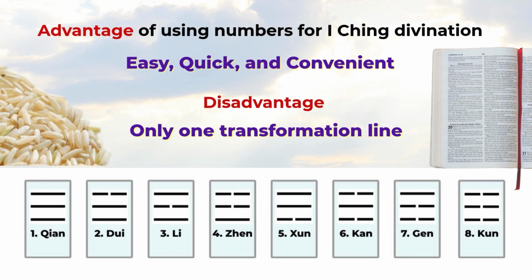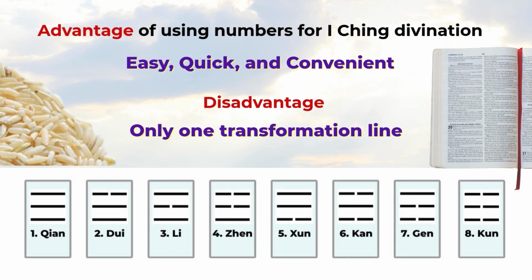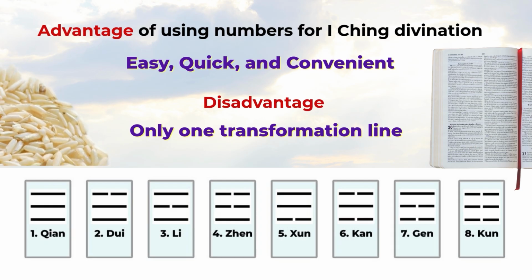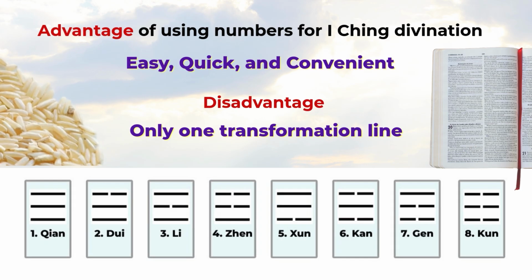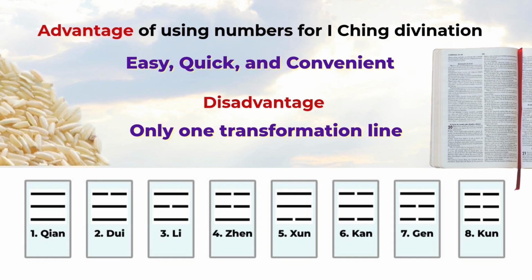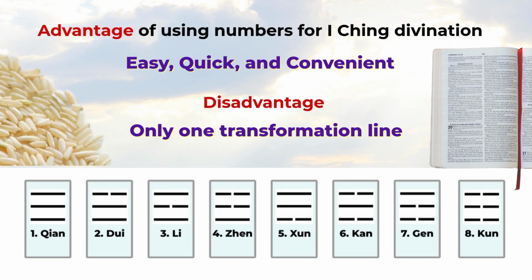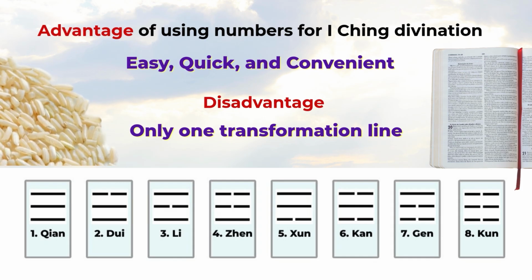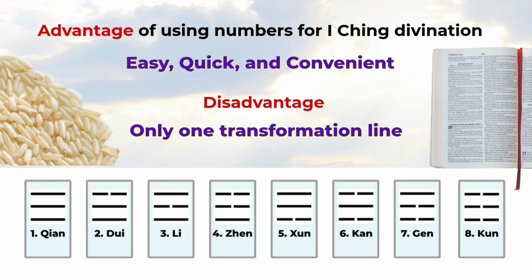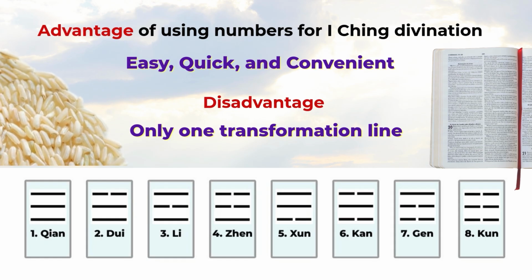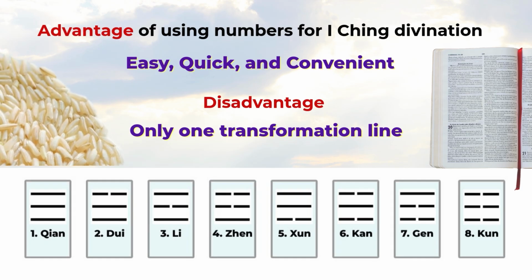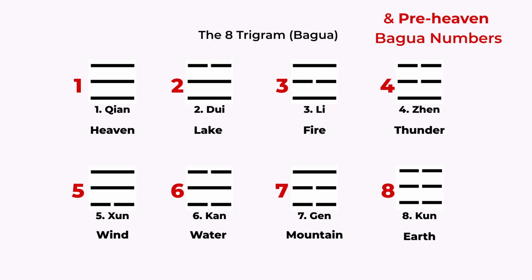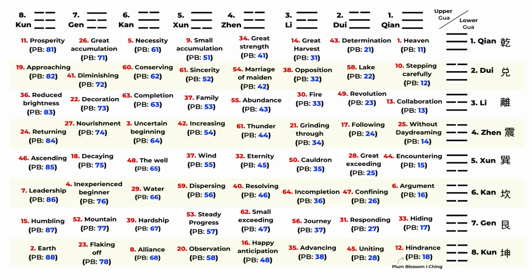So what's the positive and negative about this numbering method? First, the positive is it's very easy, quick and convenient. You can use what you have around you. If you have a book, Bagua cards, or if you notice any numbers around you, you can use those numbers too. So it's a very flexible and easy method. You just need to check the charts to find the corresponding Bagua number and the corresponding hexagrams in I Ching.